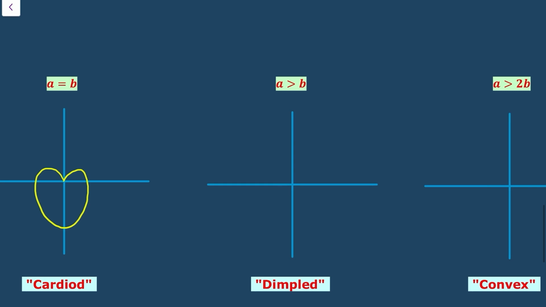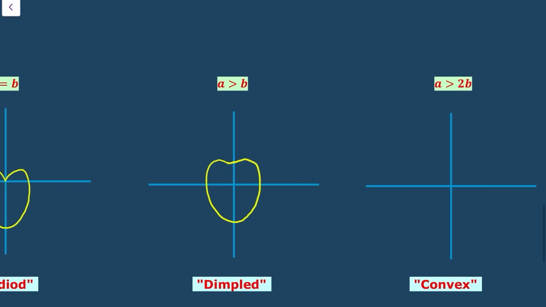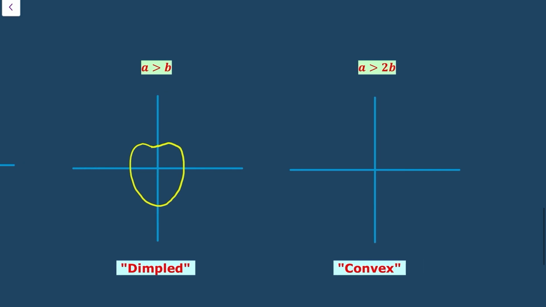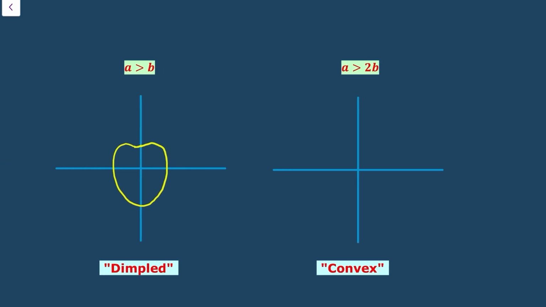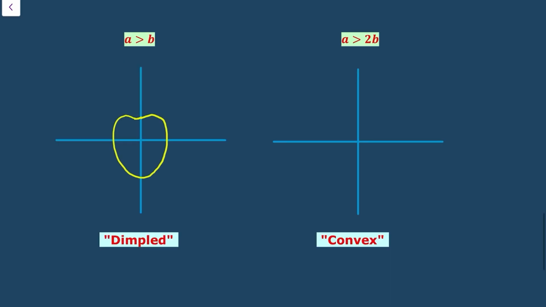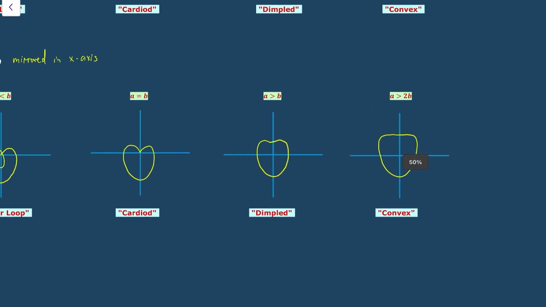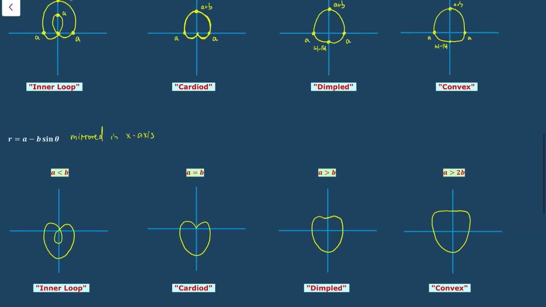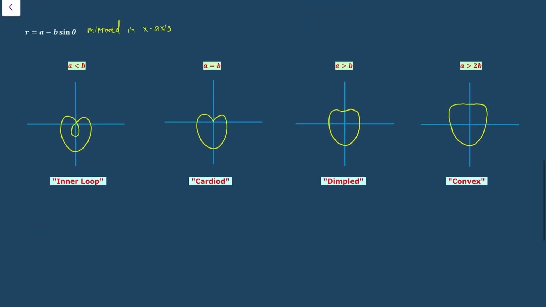When A is just a little bit bigger, I'm going to have my dimpled limacon, which looks a little like that. And when A is a lot greater, strictly speaking A greater than at least 2B, then the dimple is going to smooth out, and I'm going to have a convex limacon. And in each case, you know that the points of intersection will stay the same as above.